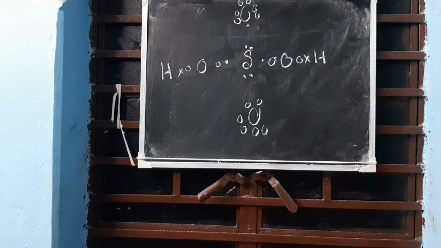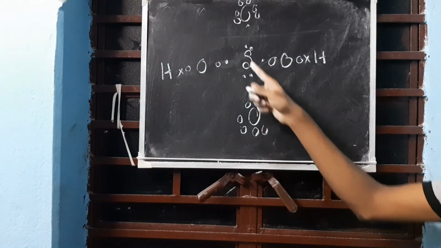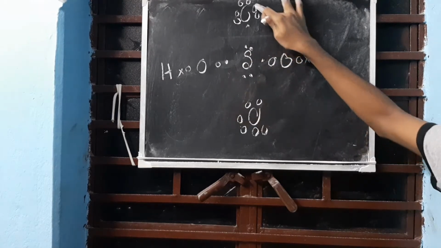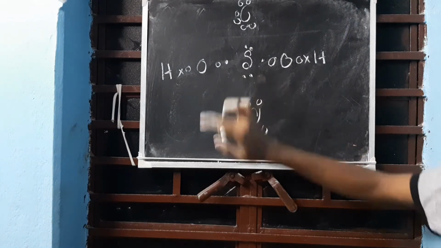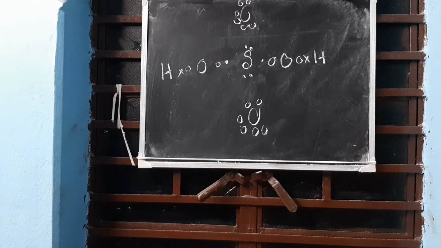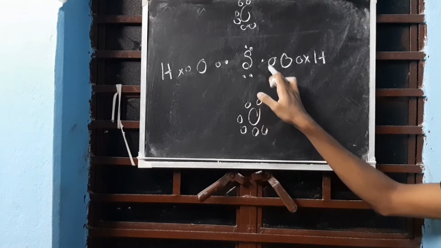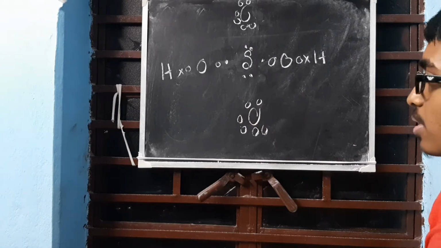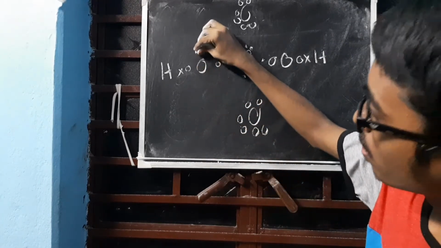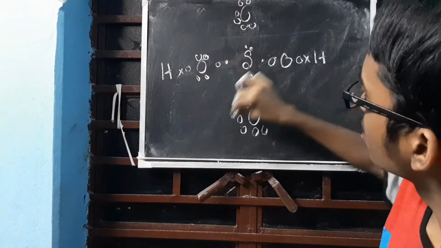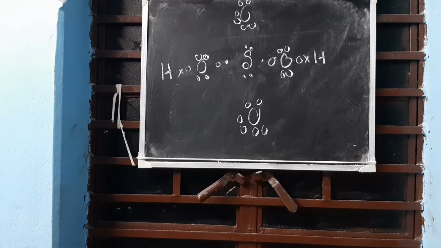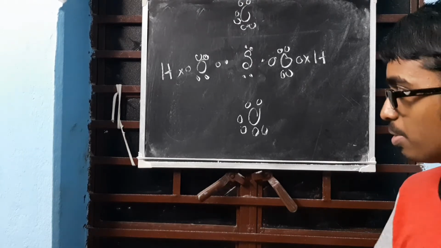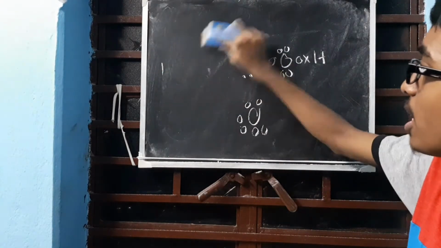Clear? Understood? Now see, 1, 2, 3, 4. 2 over here. 1, 2, 3, 4, 5, 6, 7, 8. Sharing. 1, 2, 3, 4, 5, 6, 7, 8. Done. Here 1, 2, 3, 4, 5, 6, 7, 8, and 1, 2, 3, 4, 5, 6, 7. Understood? So this is the structure of sulfuric acid. The electronic dot diagram is this one; the bond line I have shown before. Clear?